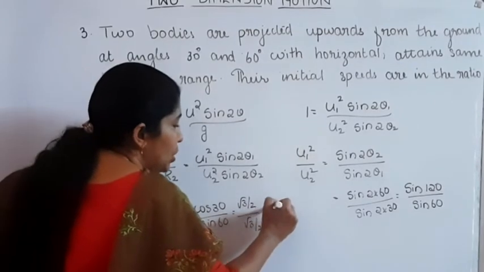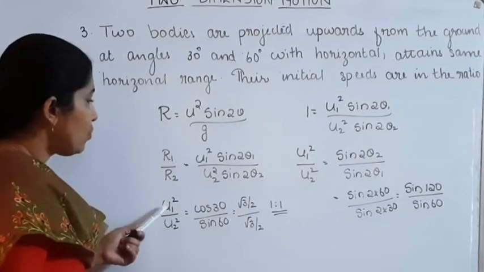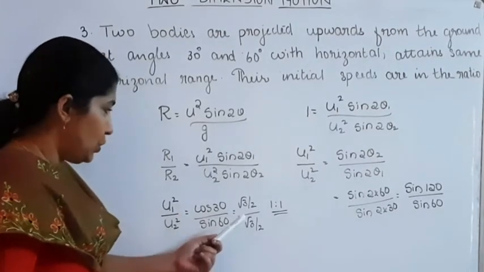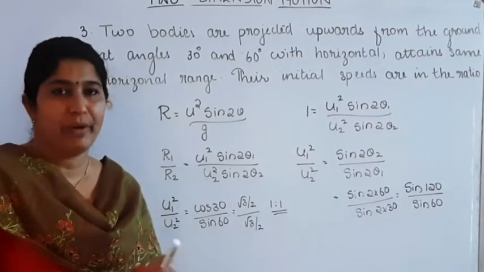Then what about the ratio? It's equal to 1:1. Okay. U1 square divided by U2 square equals 1 by 1. Therefore, U1 by U2 is equal to 1:1.